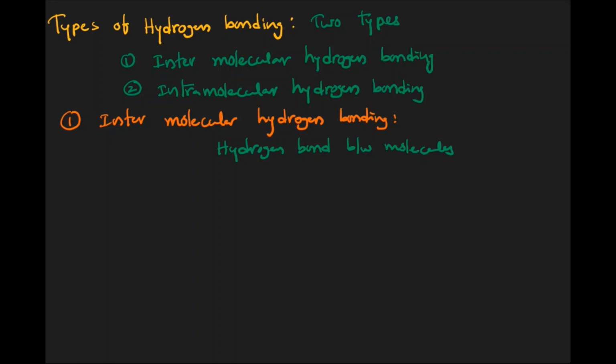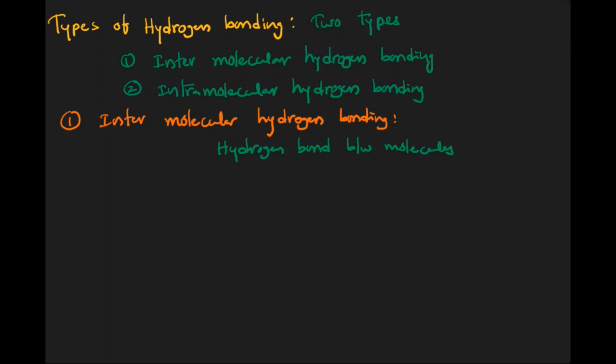Hello friends, now we are going to discuss types of hydrogen bonding. In the previous video we discussed what is meant by hydrogen bonding and what conditions are required to form a hydrogen bond. Generally, hydrogen bonds are of two types. One is intermolecular hydrogen bonding, and the second is intramolecular hydrogen bonding. Let us see the first one, intermolecular hydrogen bonding.